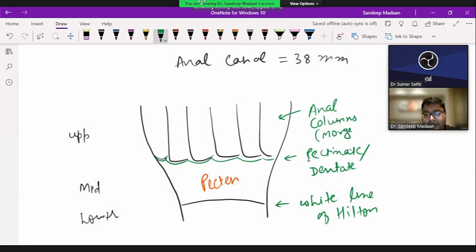Okay? And here we have the anal valves. These are the valves which I have marked here in the green color. And above this are the anal sinuses. In these anal columns, in the sinuses part, basically anal glands are present. But anatomically, what is more important for us is the pectinate line, because above the pectinate line and below the pectinate line, what is happening?